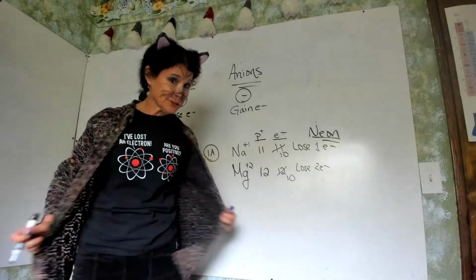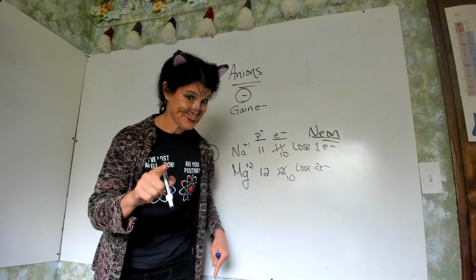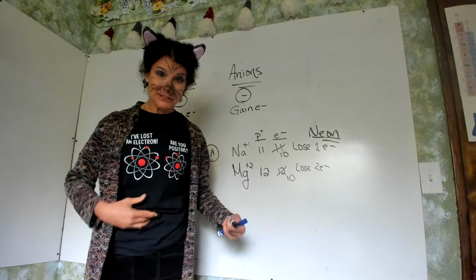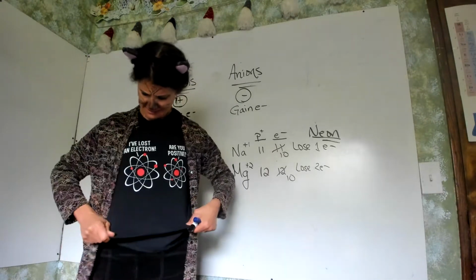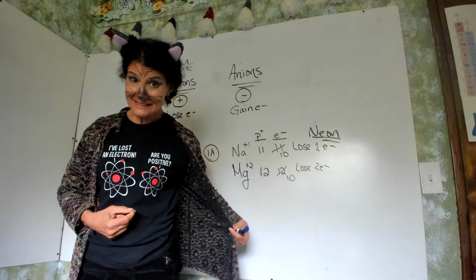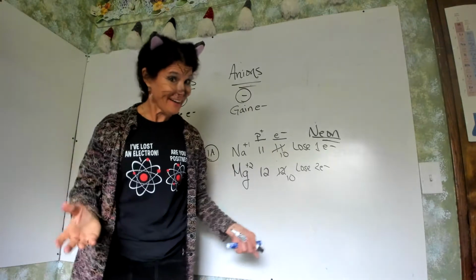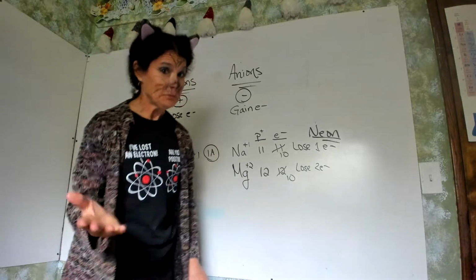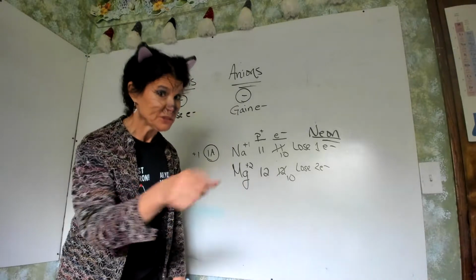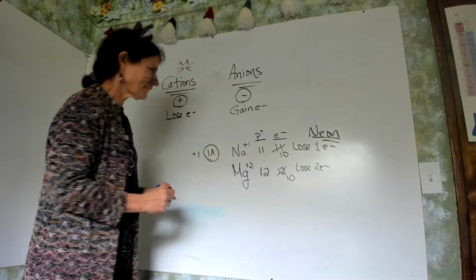All right, and this shirt, this is a true story. I had a student named Kat, and she gave me this shirt, and so I love wearing it. It says, "I've lost an electron. Are you positive?" Ha ha ha, right? Even more ironic because Kat gave it to me. And Naomi, if you're watching this, that was your sister's lab partner. All right.